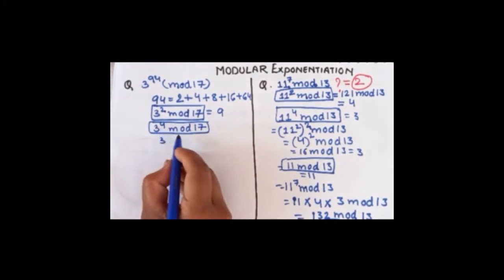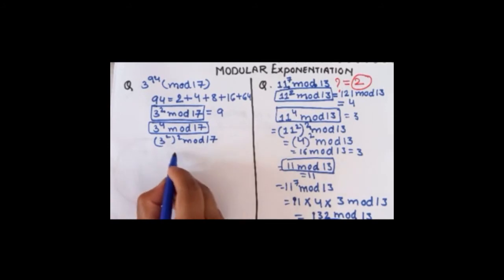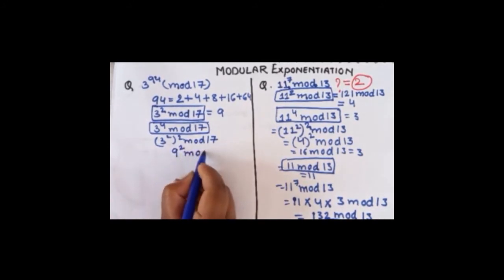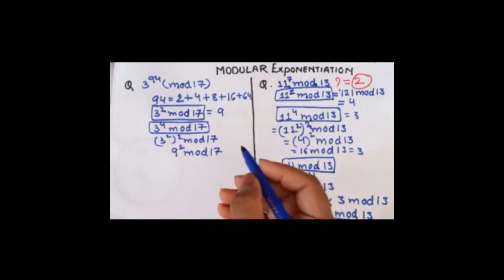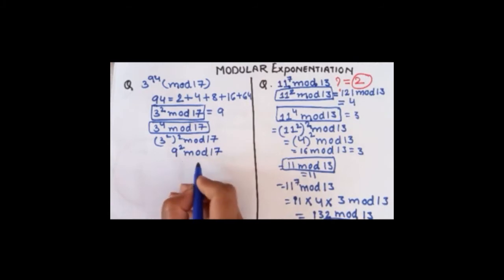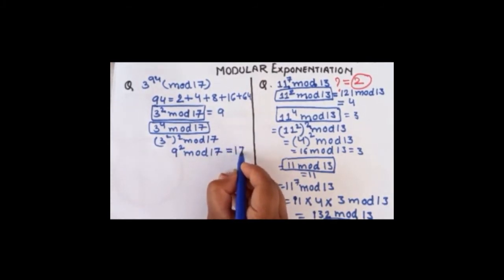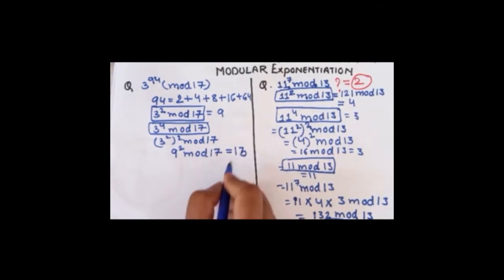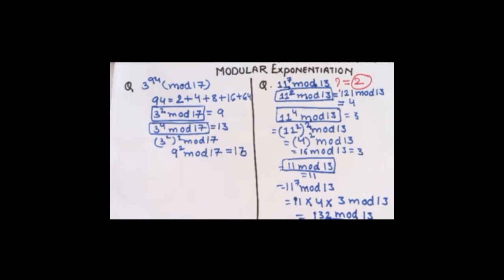You can write 3 to the power 4 as (3 to the power 2) to the power 2 mod 17, and you know the value of 3 to the power 2 mod 17, which is 9. So 9 to the power 2 mod 17 is what you have to find out. 9 to the power 2 is 81, mod 17. When you find 81 mod 17, you get remainder 13, right? So the answer to 3 to the power 4 mod 17 is 13.